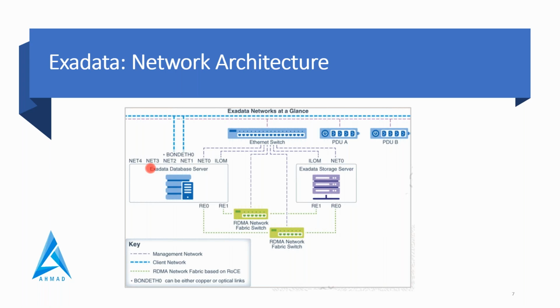So applications access the database through the network using SCAN and rack virtual IP addresses, and database servers support channel bonding to provide high bandwidth or availability for client connections to the database. Oracle recommends channel bonding for the client access network. This is an important thing related to the client access network.